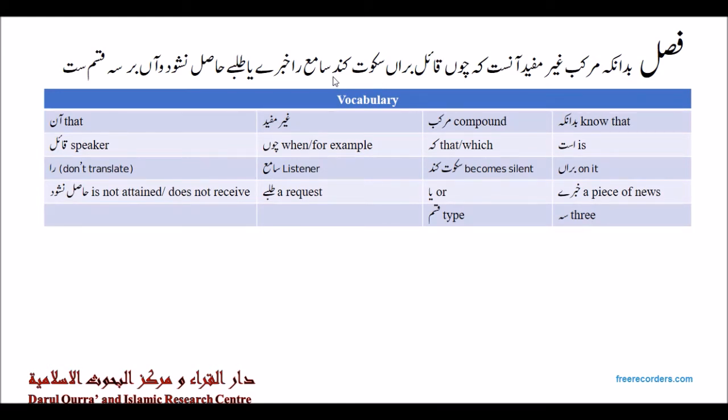So this is a compound. Kunad or kardan is the masdar. Kardan means to do. Kunad means he does. He does what? Sukut. He does silence. What does that mean, he does silence? It means he becomes silent. So that's the meaning of sukut kunad. He becomes silent.